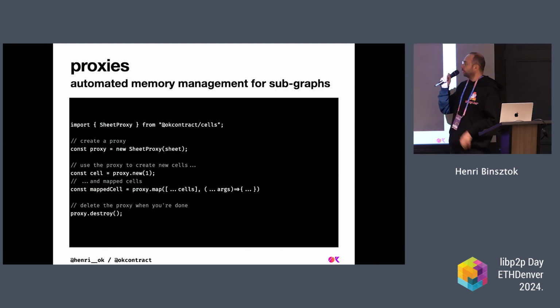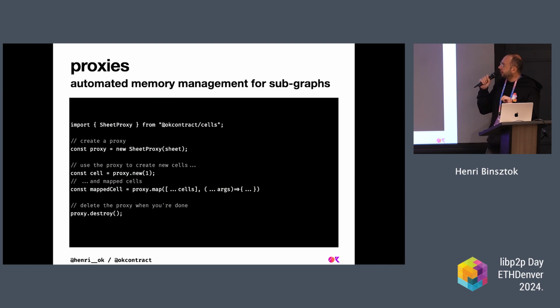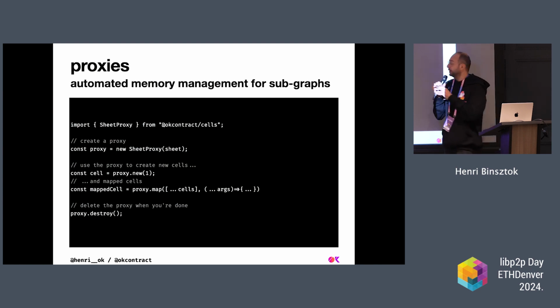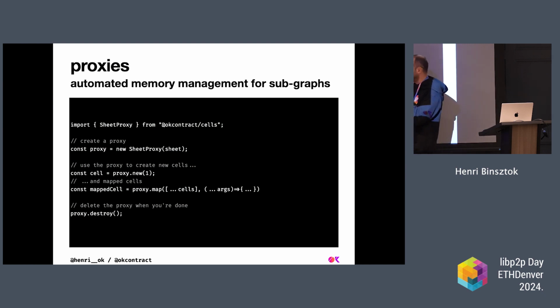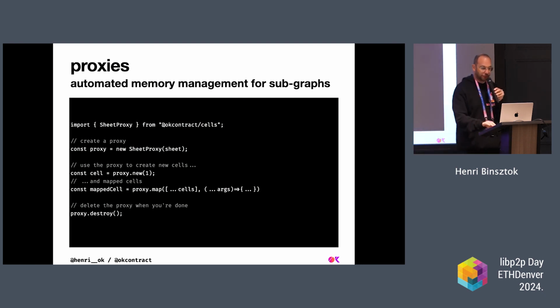So, what are proxies? Proxies are a way to create subgraphs, basically, and to attach or detach subgraphs. So basically, we can easily create a new proxy from the sheet. We can create new cells in a proxy as if it was the global cell, the global sheet. We can map normally, and when we're done with a proxy, we can destroy that proxy, and the subgraph is gone from the main graph and won't take resources recomputing things when we don't need them.